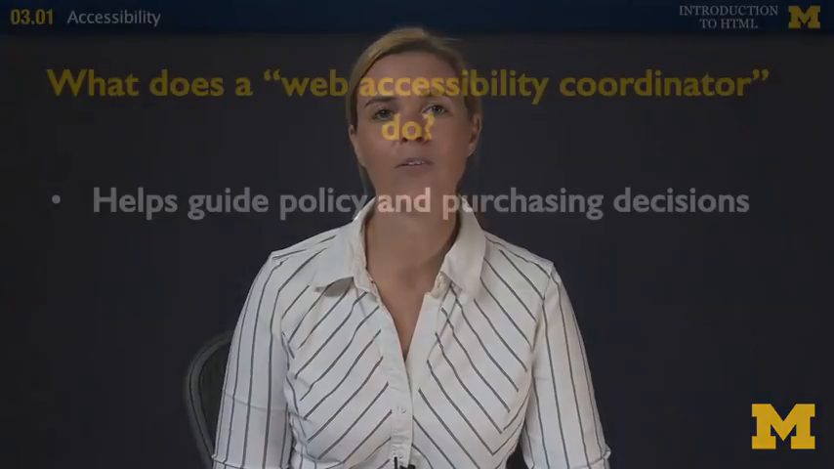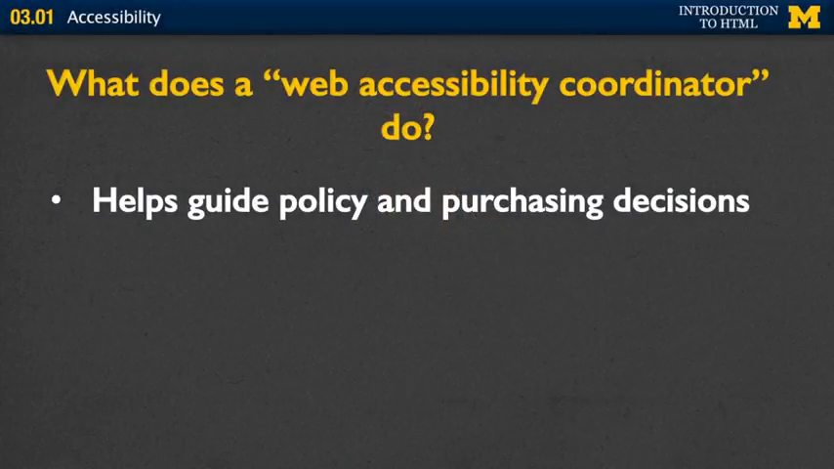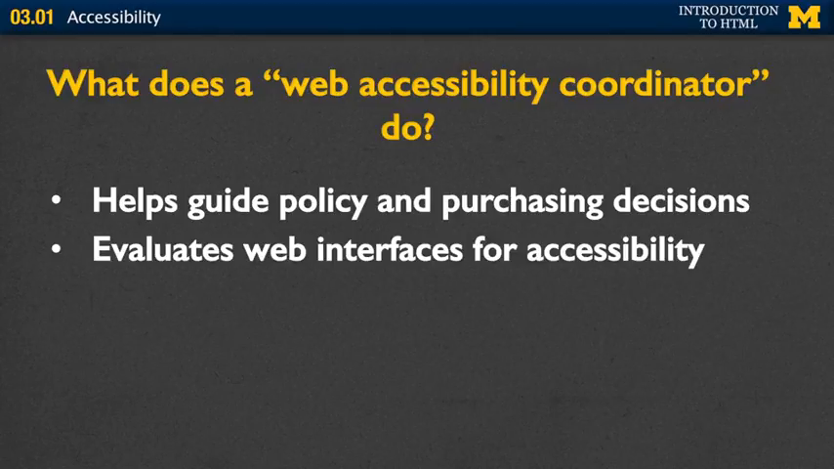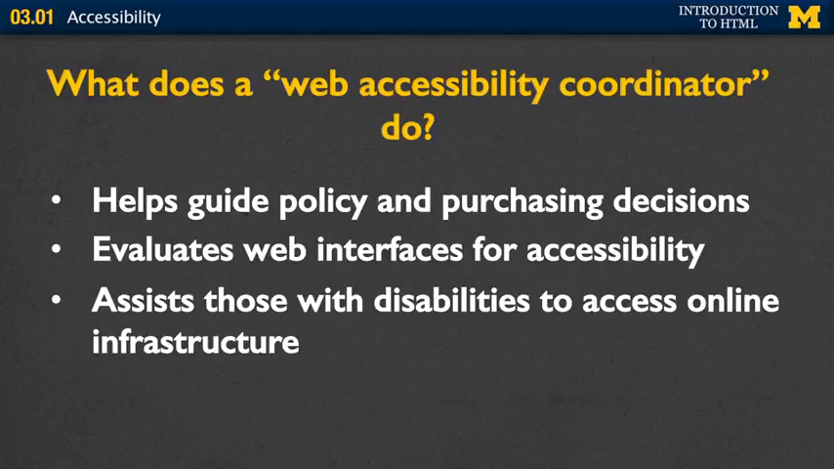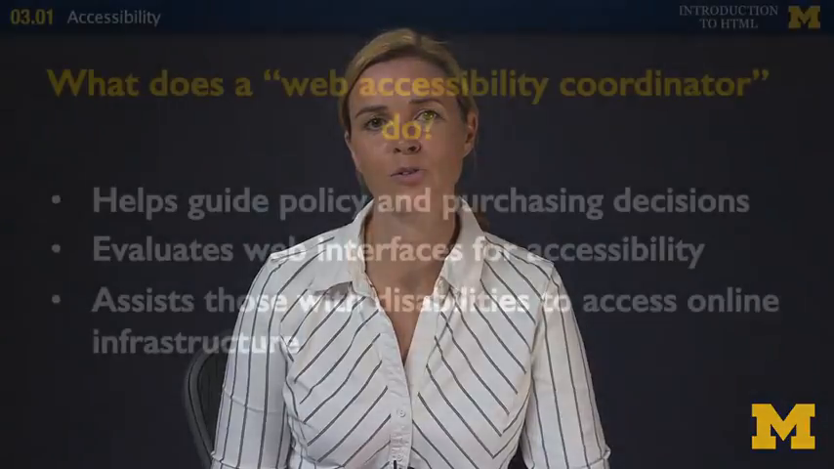So first, one thing they might do is help guide policy and purchasing decisions on what kind of software is most accessible to the widest range of people. Second, they can evaluate web interfaces for accessibility. So by learning just some key tips and tricks, they can go to different pages and find out where there might be pitfalls for people. Third, they can assist people with disabilities to access online infrastructure. Most universities and large companies will always have someone whose job it is to assist those who need some help accessing online material, or really any type of technological tools.